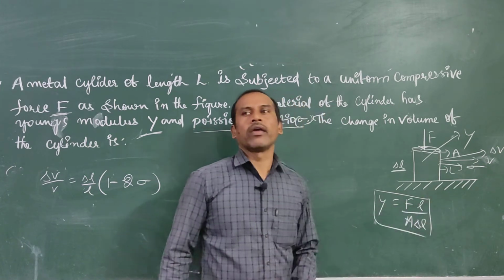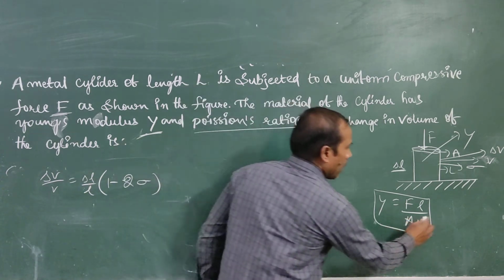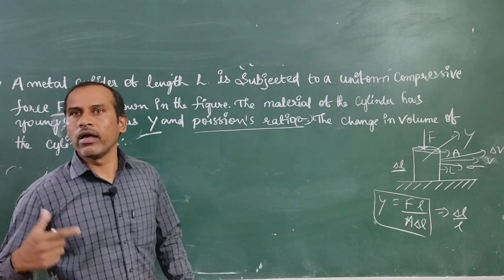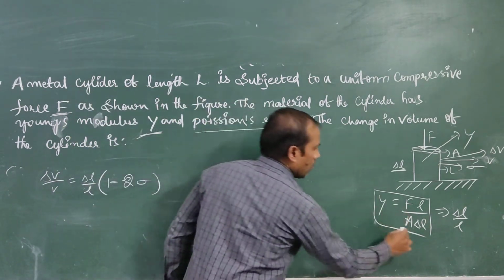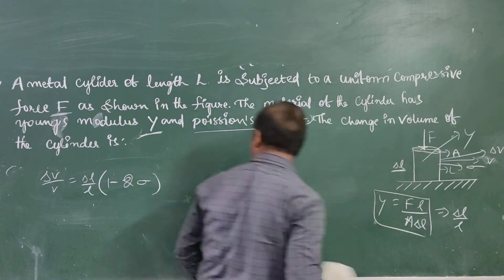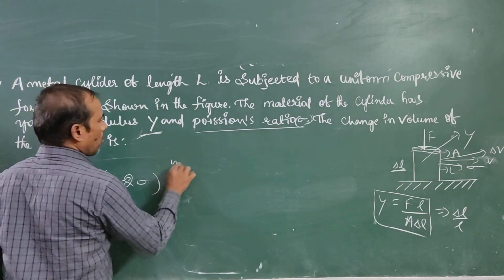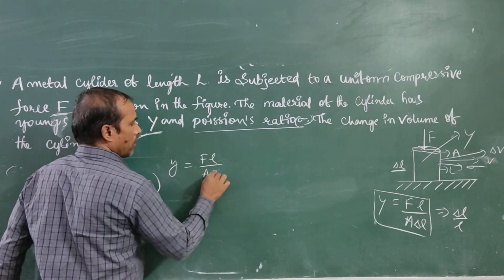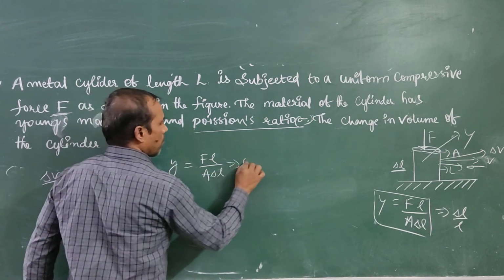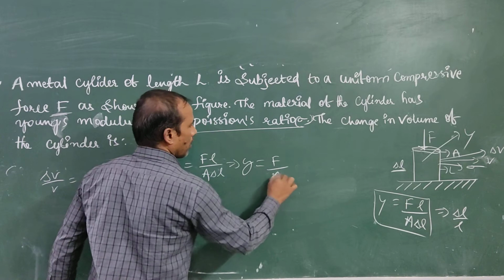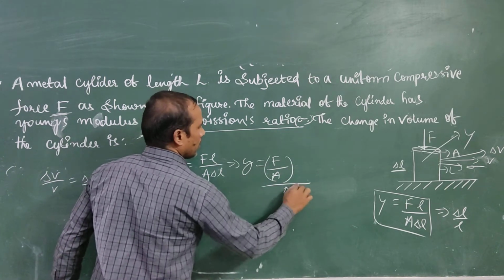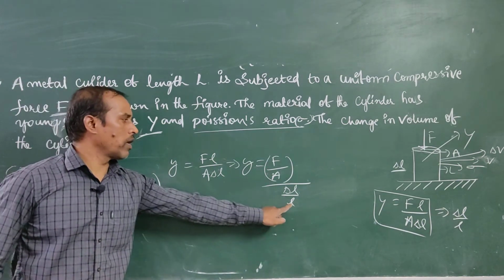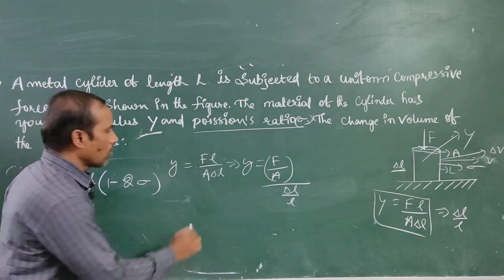This is the 1 by strain. That is equal to change in length by length, delta L by L. Okay, Young's modulus Y is equal to force into original length by area of cross section into change in length. Now simplifying, Y is equal to force by area into change in length by length. Change in length by length is equal to strain.